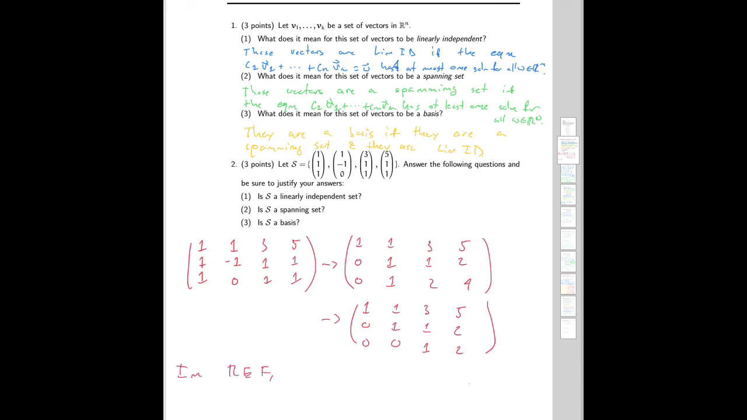So in row echelon form, there is a free variable, so they are linearly dependent. There's no row of zeros. So they are a spanning set.